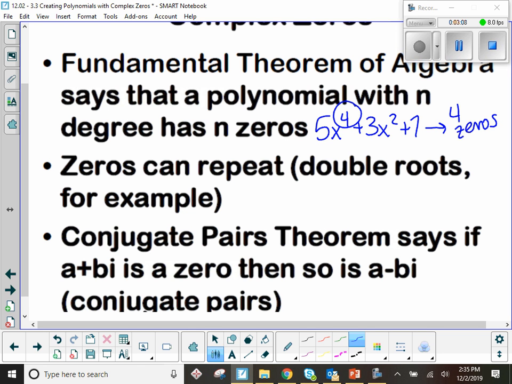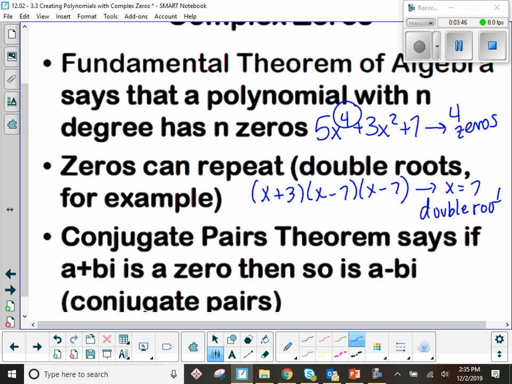Okay, so zeros can repeat. For example, it might have a double root. So like in the last unit, sometimes we would factor, and I would ask you to tell me what the zeros were. But when we factor, we might get something like this. Which one of those factors would give me a double root? The x minus 7. It really only has one answer to it. What's the 0 that goes with these factors? 7. But the multiplicity is 2. It occurs twice. This is a double root. All right, so that's something to keep in mind when we do our problems today.